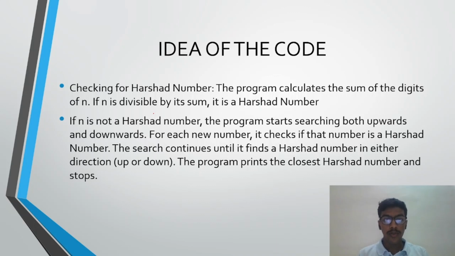If it is not, the program would check both upwards and downwards for a Harshad number. For each new number, it would first find the sum of its digits and then check if that number is divisible by the sum of its digits, that is, if the number is a Harshad number or not. The program will keep searching until it finds the closest Harshad number in either direction, that is, either upwards or downwards to the given number. The program would print the closest Harshad number and then it would stop.